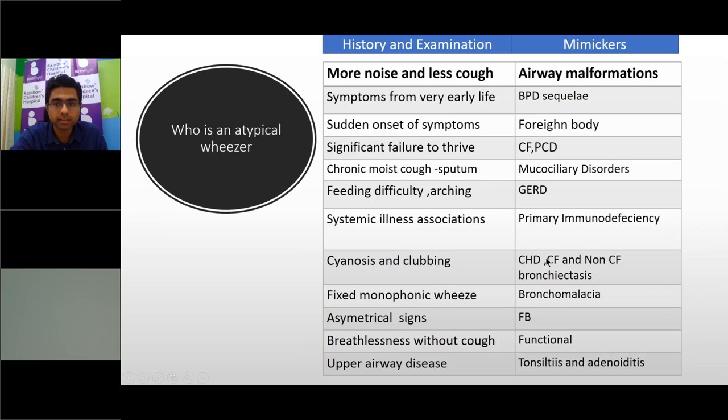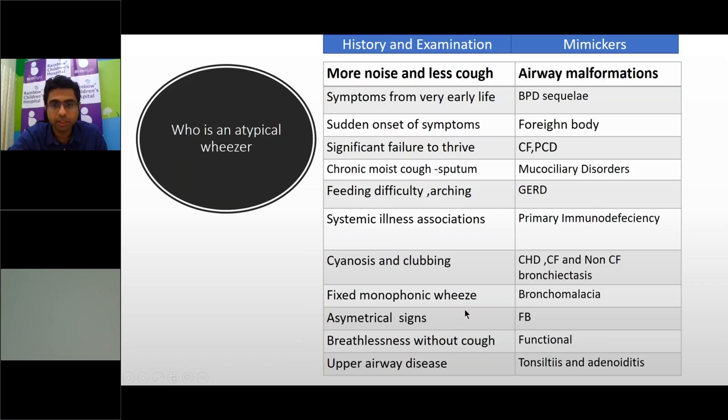Always rule out congenital heart disease. Whenever there is cyanosis or clubbing, it is either congenital heart disease or a suppurative lung disease. When you have a fixed monophonic wheeze, you will consider a bronchomalacia. The polyphonic wheeze is very characteristic of an airway problem. Airway, what I mean by is a smaller or larger airway problem, bronchiolitis or a wheezer, asthmatic. Monophonic wheeze always indicates an airway anomaly.